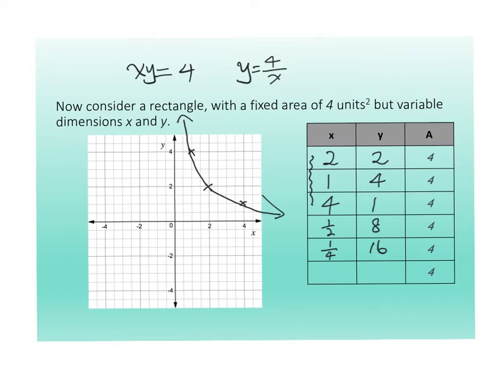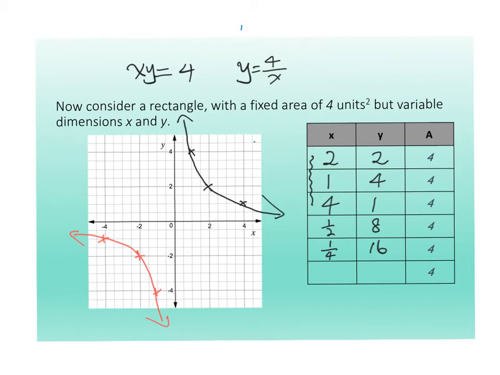If I do the same thing plotting on the negative side, it will look like this. When x is minus 2, y is minus 2. When x is minus 1, y is minus 4. When x is minus 4, y is minus 1. Therefore, again, you draw this. Now, looking at the line of symmetry.